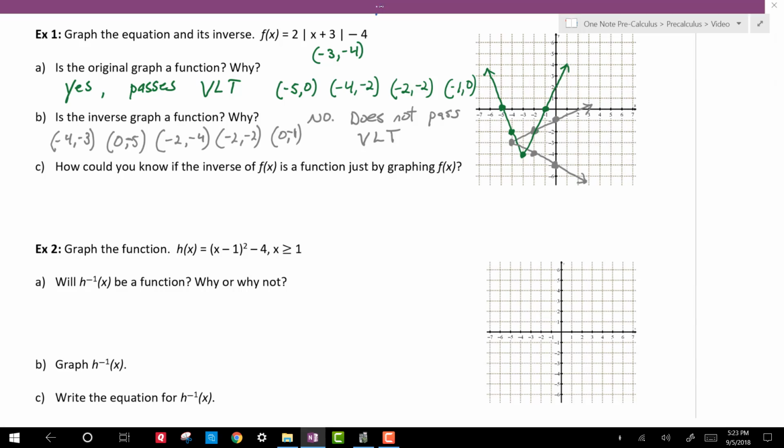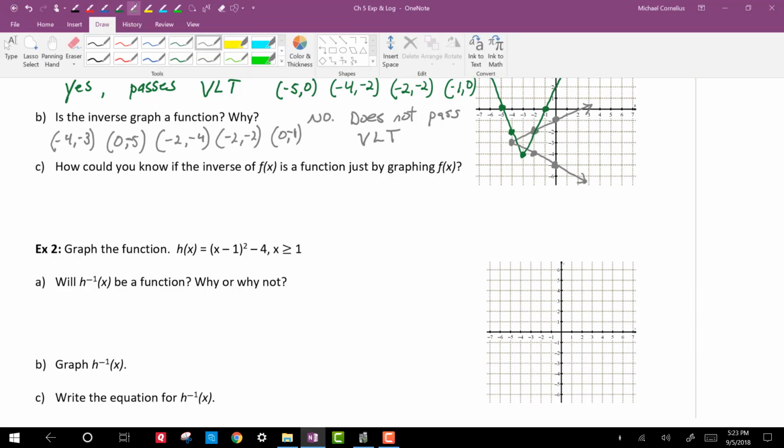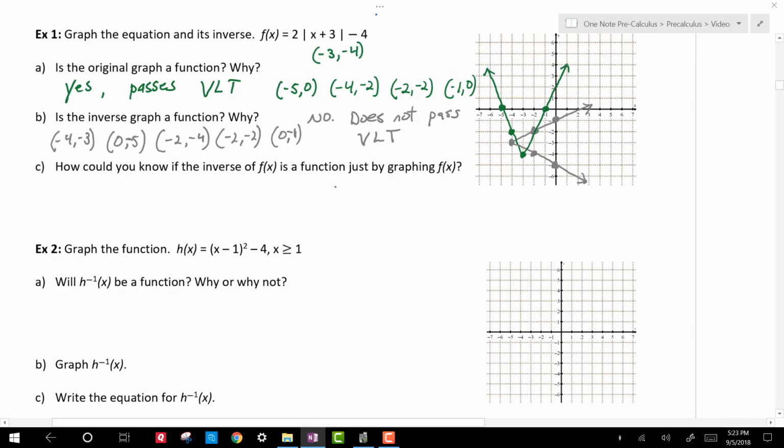The next question says, how could you know if the inverse of f of x is a function just by graphing f of x? Well, there's a couple of things you have to think about here. So if we know that if my green graph, if f of x passes the vertical line test, then it's a function. Okay? And if my inverse passes the vertical line test, it would be a function also. Okay? But the question is specifically asking, how could you know if the inverse of f of x is a function just by graphing f of x?